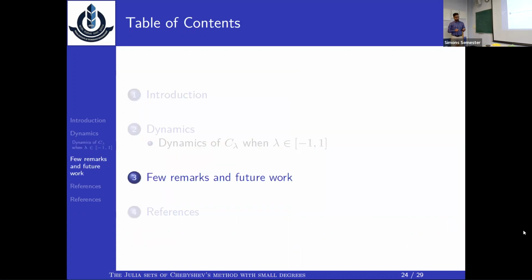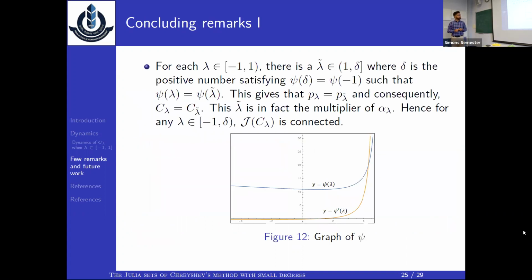There are some remarks and future directions we can proceed with. If we consider lambda less than 5, then psi lambda is a real map. Its graph is this graph. We will have a delta lying to the right hand side of 1 such that psi of -1 is equal to psi of delta. In this case, if we consider any lambda tilde from this interval, then psi of lambda is equal to psi of lambda tilde. That means p lambda is equal to p lambda tilde.